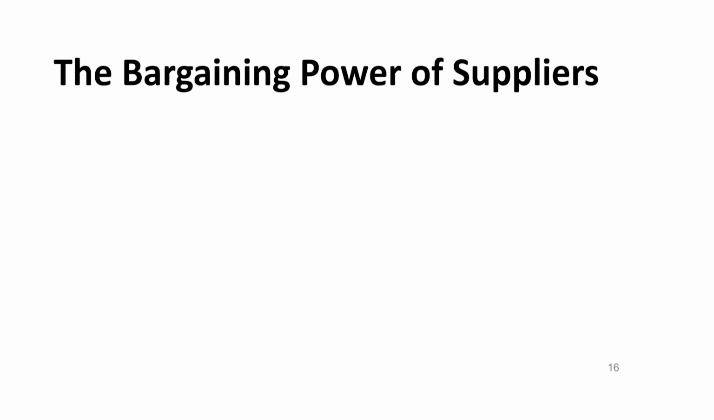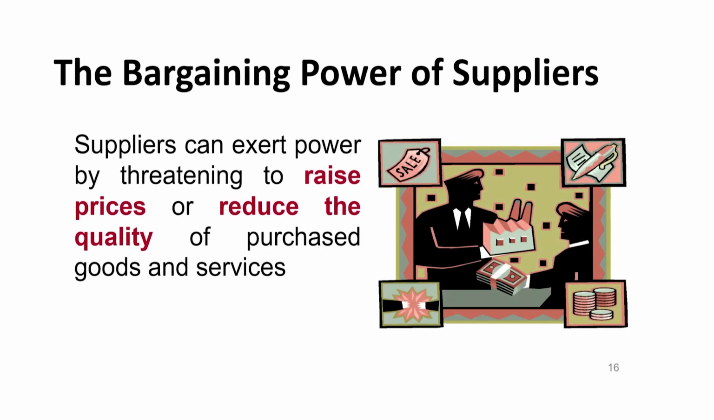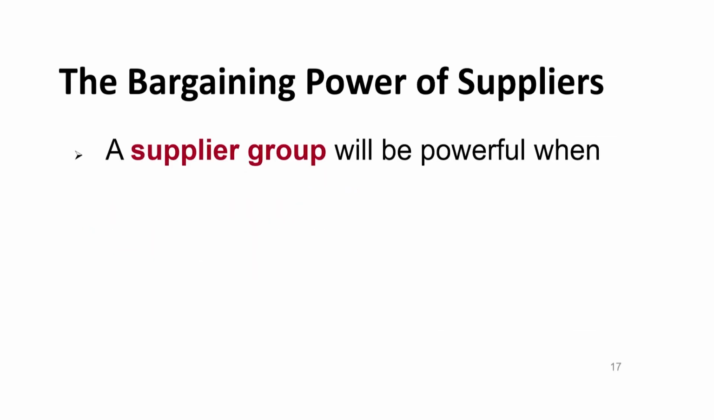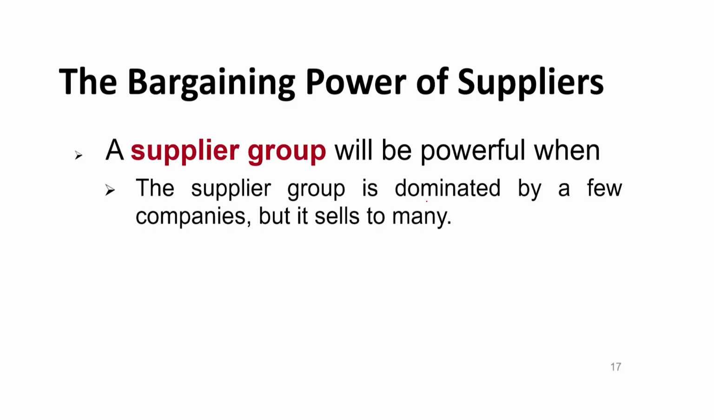Next we move to bargaining power of suppliers. It will be opposite in relation to bargaining power of buyers. So suppliers can always bargain by raising the price or reducing the quality of purchased goods or services. A supplier group will be more powerful when they are dominated by few companies but it sells to many. For example, Intel, which is one of the major players in microprocessors, it is a company which is selling to so many companies. So, their bargaining power is definitely high as a supplier.